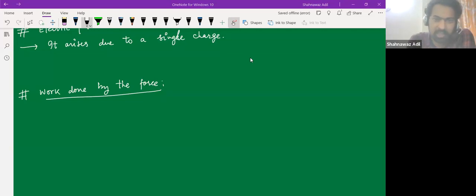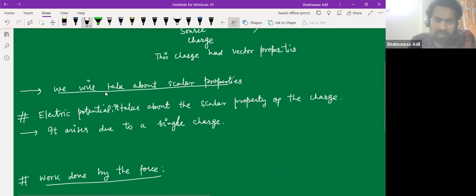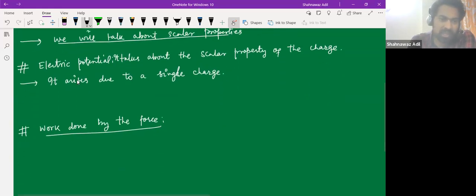Just a moment ago, I talked about how in the previous chapter we talked about electric force and electric field. These are vector quantities, so we talked about the vector properties of the charge. Now, in this chapter, we will talk about scalar properties of the charge. One scalar property of the charge is this electric potential, and it arises due to a single charge. The definition part we'll talk about in a moment. To understand the definition of electric potential, we need to understand the work done by the force.